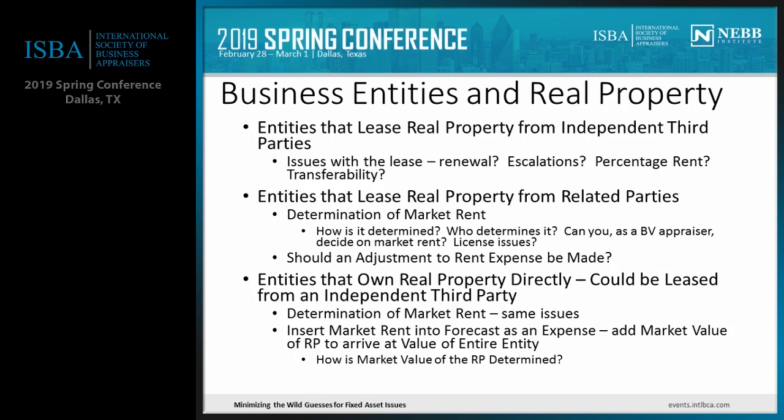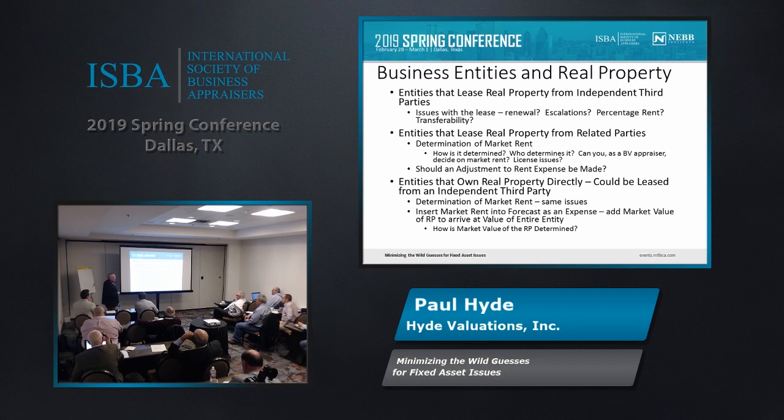Now, we've also got the next one: entities that lease the real property from related parties. This is where mom and dad have the business, and the Screw'em LLC real estate company owns the real estate. And they're leasing it to the business for either through the roof because they don't want to pay self-employment tax, or some other motivation. Now, when you do that, the proper way to do it is what? You adjust the rent, whatever they're paying, to the market rent, and then you value the business.